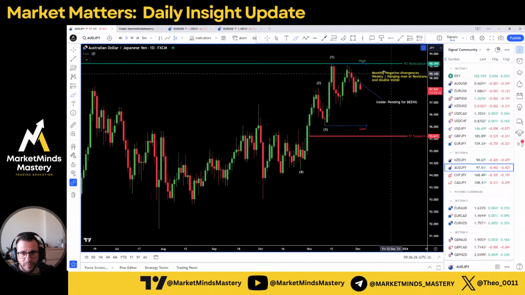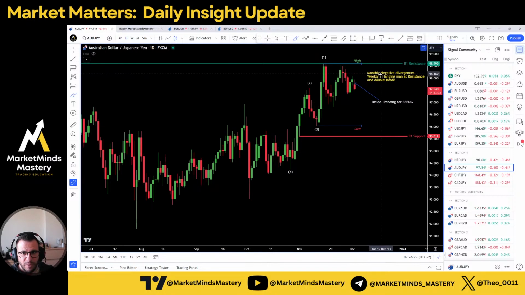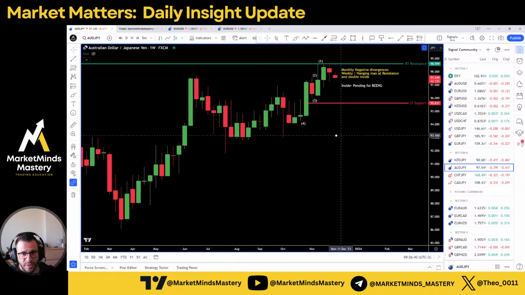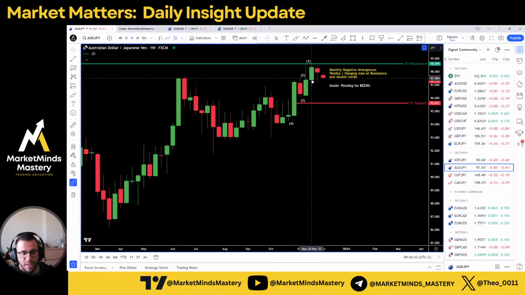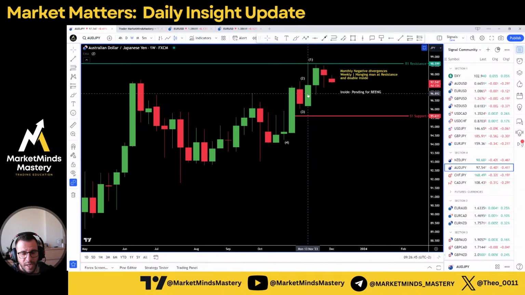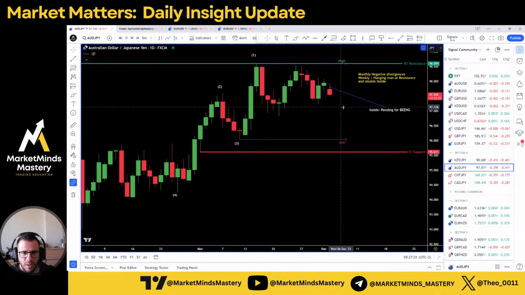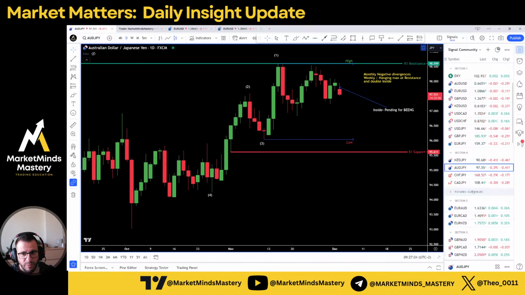Australian dollar. The note here says that on the monthly chart, we have negative divergence. On the weekly chart, we have a hanging man at resistance, and it's a double inside. Let's check it out. On the weekly chart, yes, price is at resistance. We took it from the monthly, and this weekly candle is inside, and then the last week's candle is inside of this and that as well. So it's like a triangle formation. We will be happy to look for some short positions.